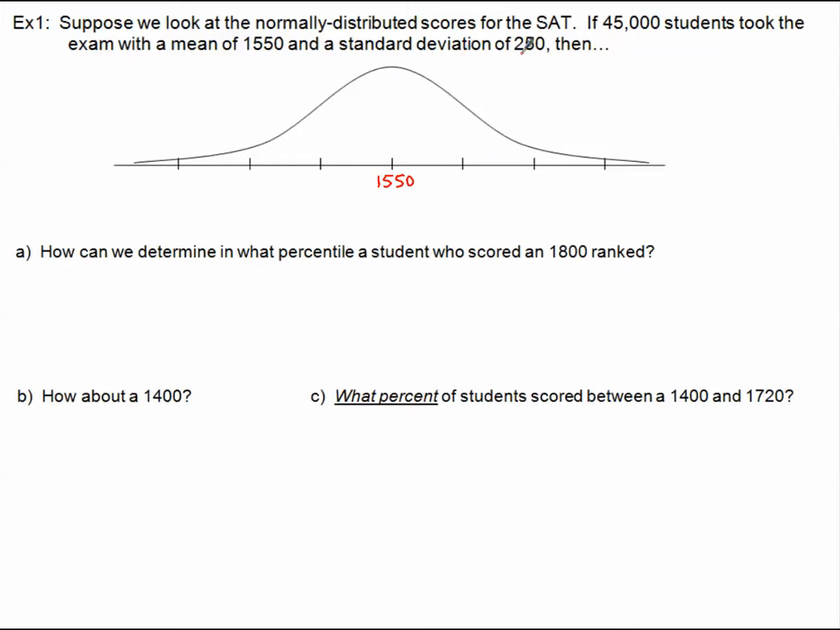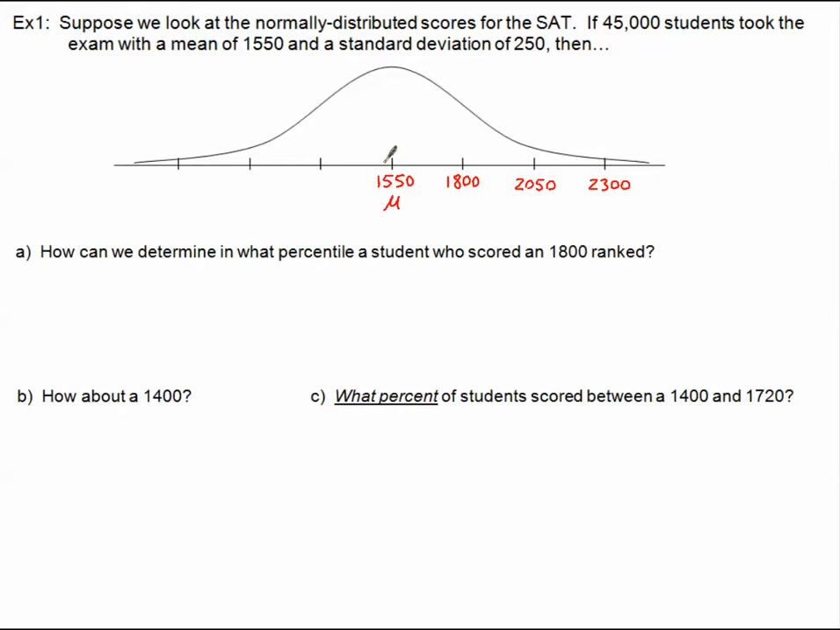So we need to start adding, I'll put the mean right here. Let's start adding the standard deviation. So if I add that, I'll get 1800, and then add 250 again, I'll get 2050. Then add 250 again, I'll get 2300. Very close to a perfect score.